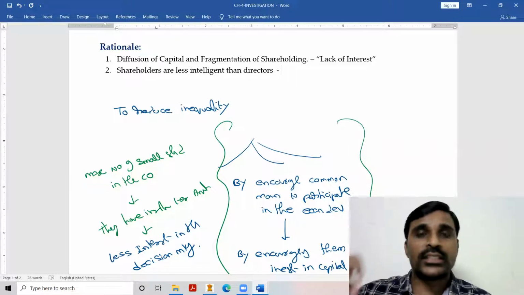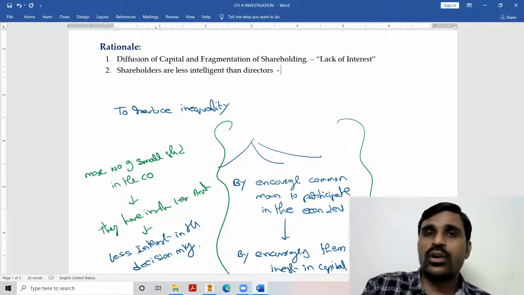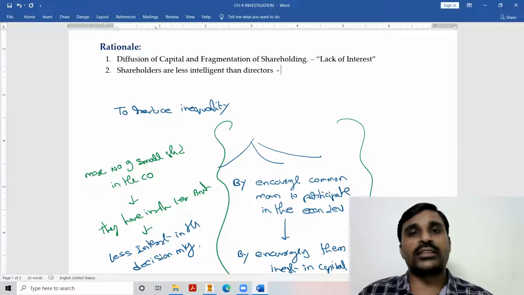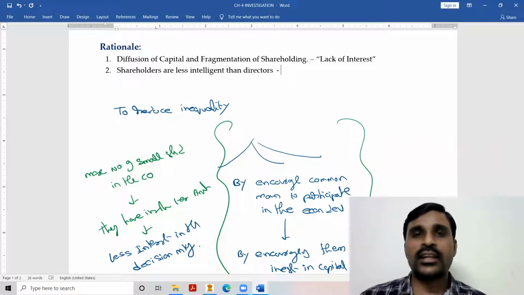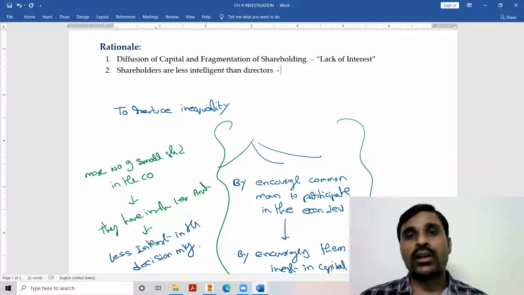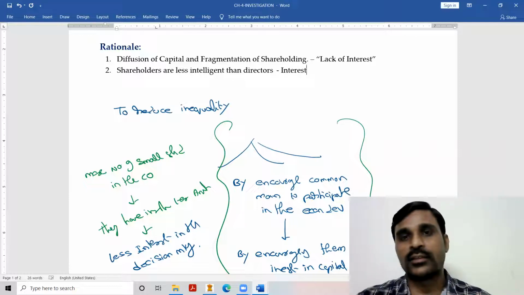Whatever decision is taken by the directors, they are able to convince the shareholders that it is for the good of the company, not for the personal benefit of the directors. That is the reason they are able to convince: shareholders are less intelligent than the directors. Some are interested but not intelligent.